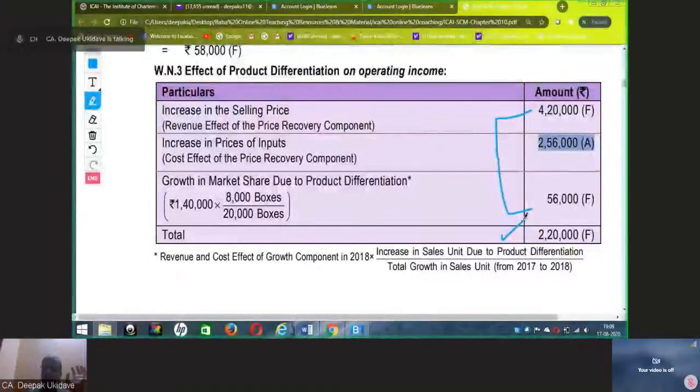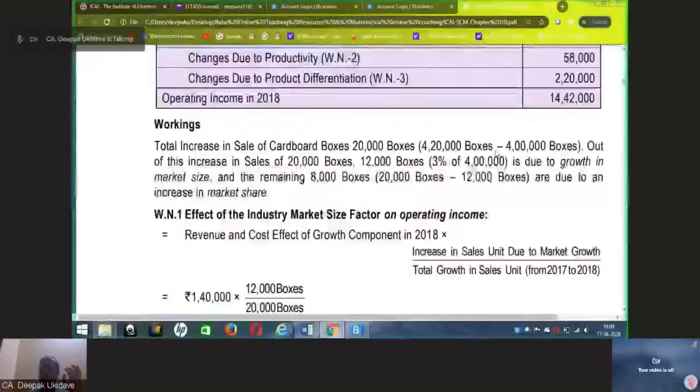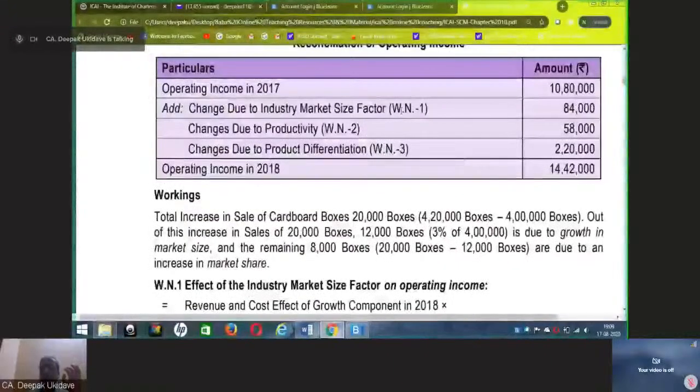Right? Now we go back to the original reconciliation statement and see whether the reconciliation tallies. Yes. Working note 3, which we just highlighted, says 2,20,000 is on account of product differentiation, and working note 3 expressed the breakup of 2,20,000.